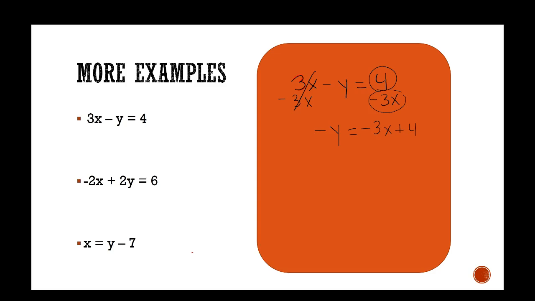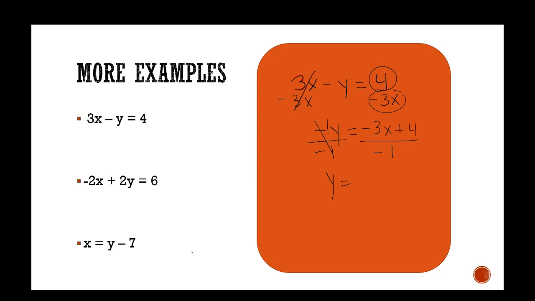All right, now I'm not done because I have a negative y. So I want to divide by that negative 1. Now notice I'm going to divide this whole other side by negative 1. I can't just divide one thing on that right side. It has to be everything on that right side. So I finally get my y by itself. But now how do I do this right side?